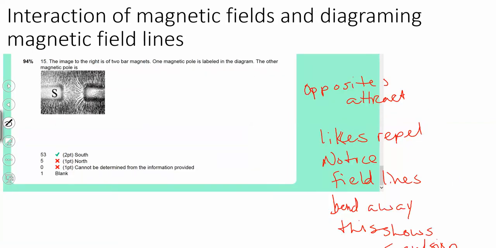All right, the image to the right is of two bar magnets. One is labeled, the other is not. What's the missing one? Well, look at this and you can see that the field lines repel each other, right? And remember there's this area right in the center where I have no net magnetic field. I could put something in the center of that field and the magnets would have no effect on it. There's no field there, or at least from these magnets. And so it would have south. These are likes repel, they're south things. And you should be able to do lots of things with that.